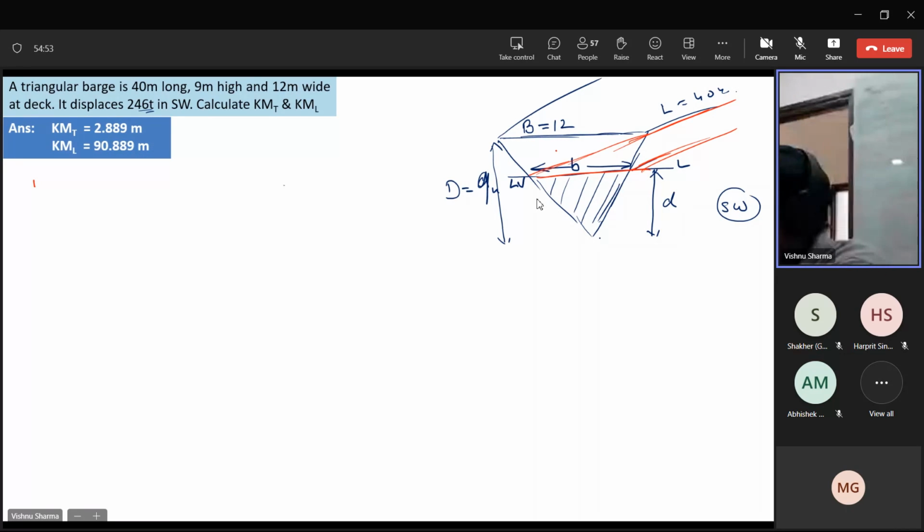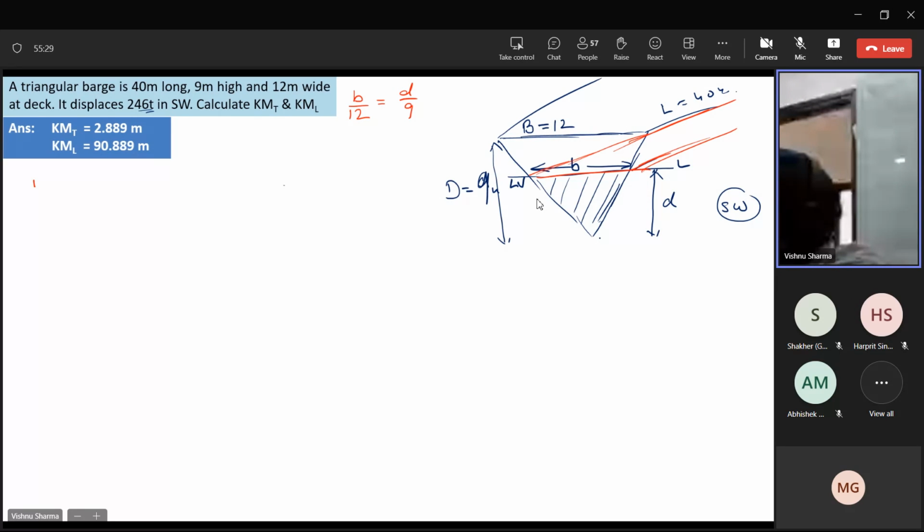Guys, between the two triangles, the small triangle and the bigger triangle, can you tell me what will be the ratio of corresponding sides and height which are known to us in the diagram? Small b by 12, you're saying. Am I right? Small b by 12 will be equal to what? D by 9. D by 9. Very good. This is by similar triangles.